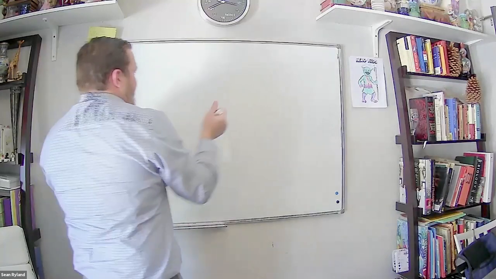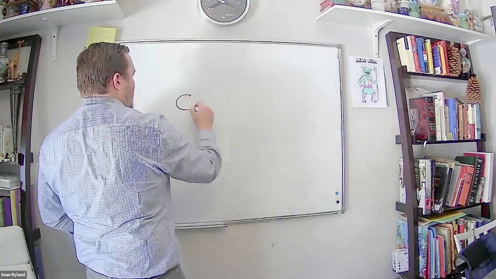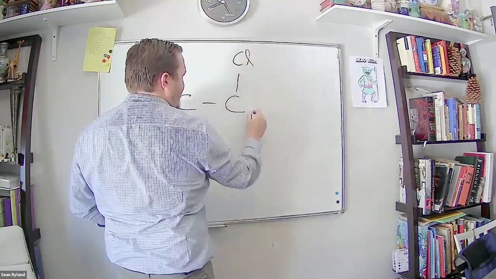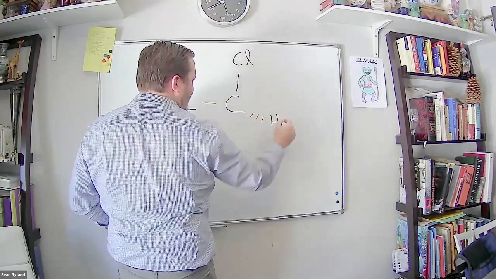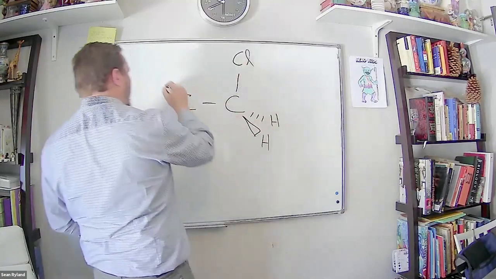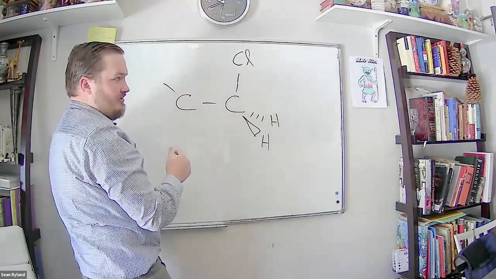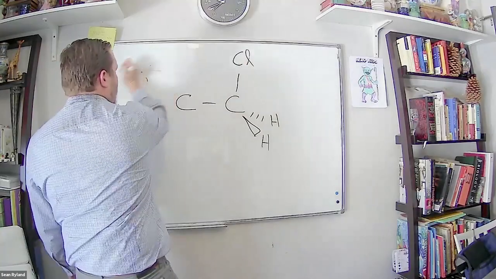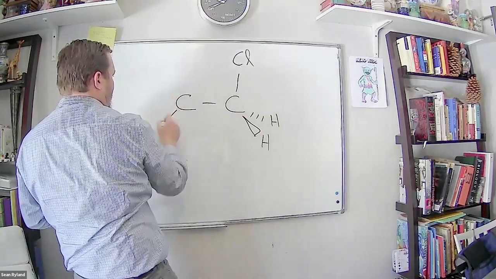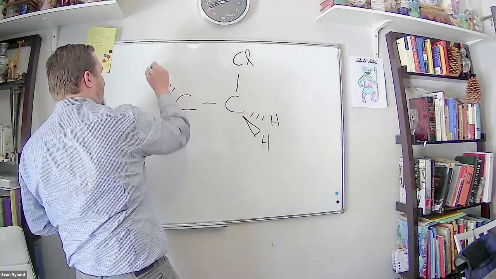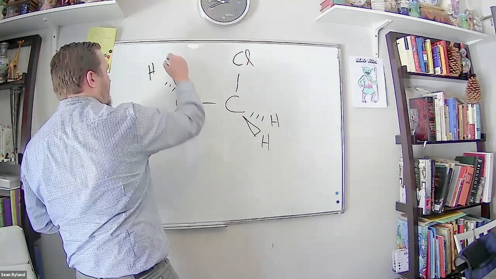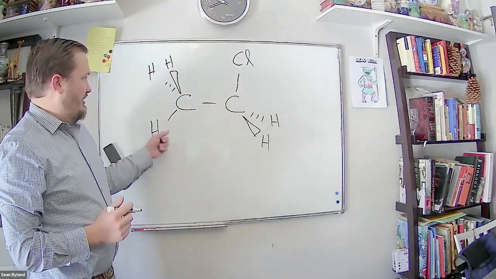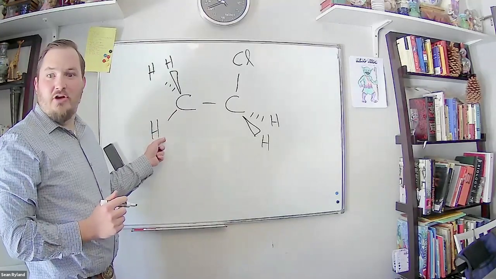Let's look at what it would look like. So let's say we've got our chlorine up here, and we've got hydrogen here, let's just say we're looking at chloroethane. And the most stable form of chloroethane, the most stable conformer, is going to look like this, right? Where the hydrogens are in the staggered position.